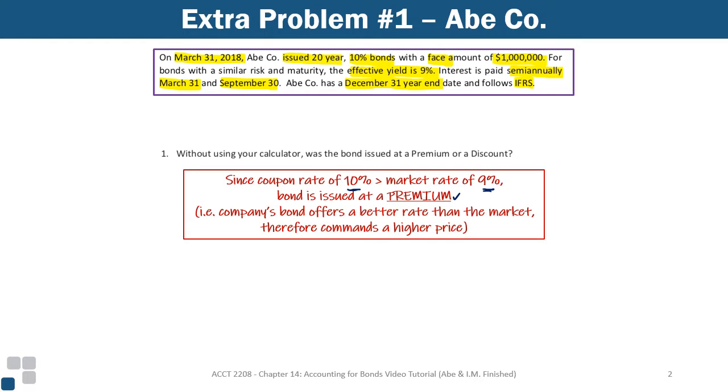If it was the other way around, if the yield to maturity were 10% and the coupon rate was 9%, then it would be issued at a discount because the company's bond would not offer a better rate than the market, and therefore, if the market is better, in order to entice a buyer to buy your bond, you have to offer a discount.